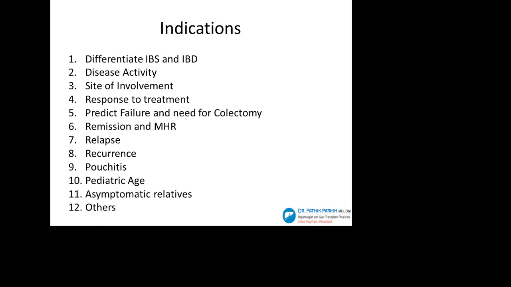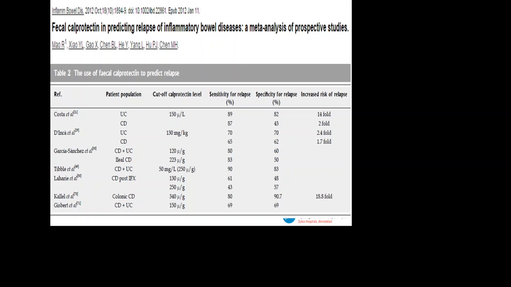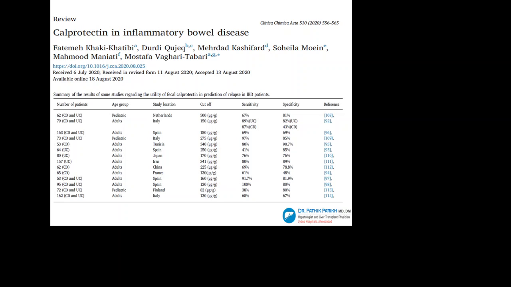Now we know about remission and mucosal healing rate. Now it can also predict relapse. So again, this is a slightly old study, an old meta-analysis, but we see that in ulcerative colitis, if the fecal calprotectin level was higher than 150, then there was a 14-fold higher risk of relapse, and in colonic Crohn's disease with 340, the risk of relapse was 18-fold higher if we use this cutoff.